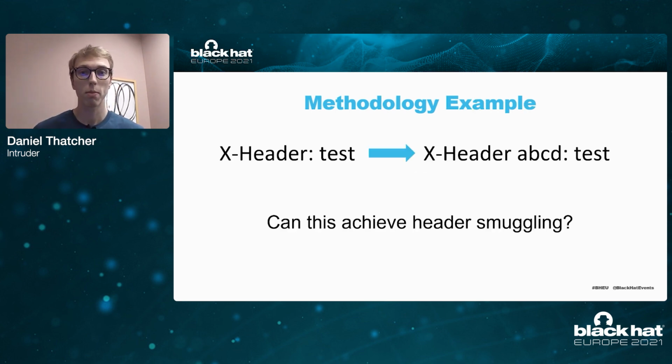Now I'm going to explain the methodology through the use of an example. So the methodology works by testing one mutation at a time and trying to determine whether it can be used to achieve header smuggling. So in this example, we're looking at the mutation which adds an ABCD after the space to the header name, and we're going to see if the front-end server will process this as a header other than a header called xheader, while the backend will still see it as the xheader header.